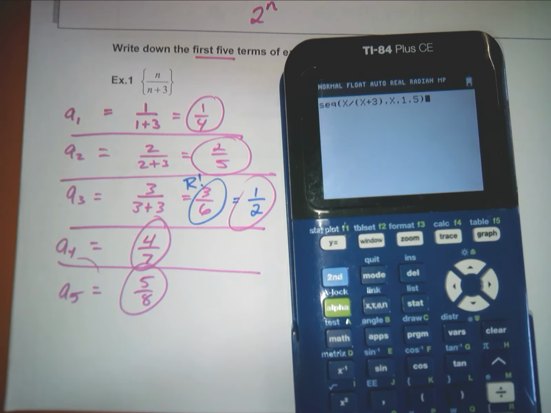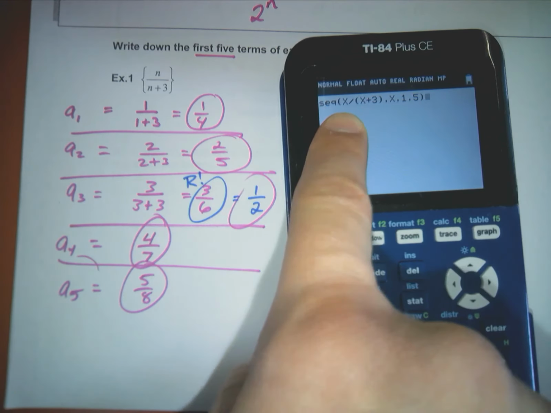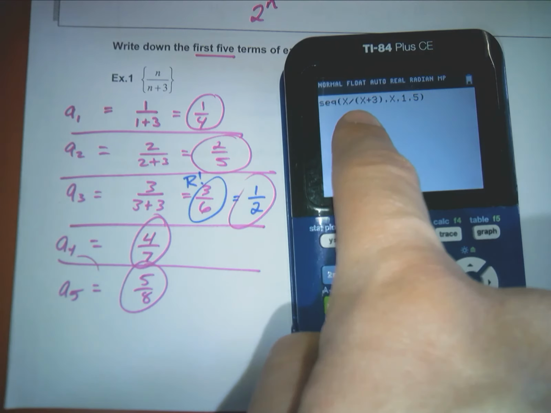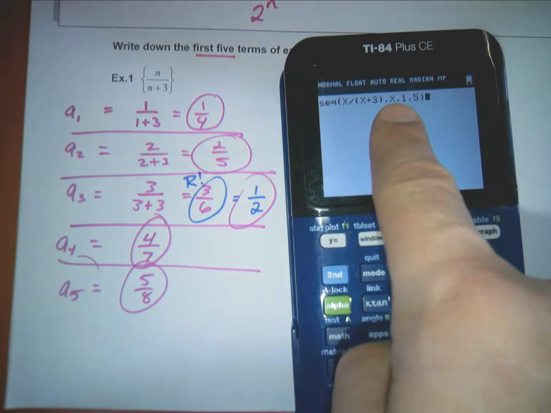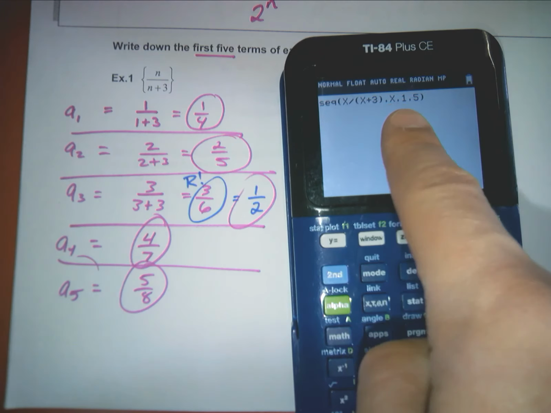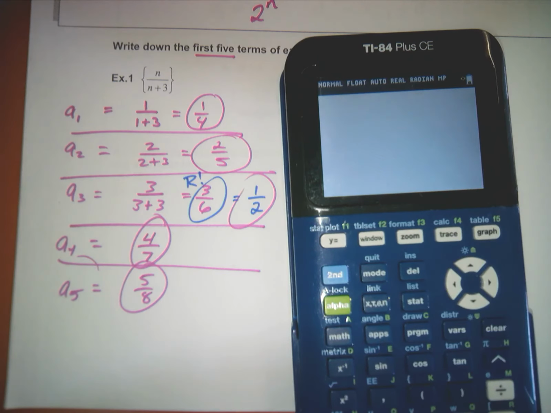Okay, and there we go. If you have a TI-83, this is where you would type in sequence, put in your expression, x divided by x plus 3, comma is above the 7. Define your variable x, comma 1, your start, comma your end, which is 5. I press enter, and I get a bunch of decimals, okay?